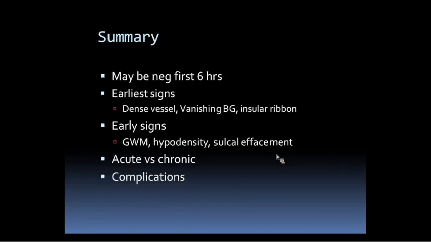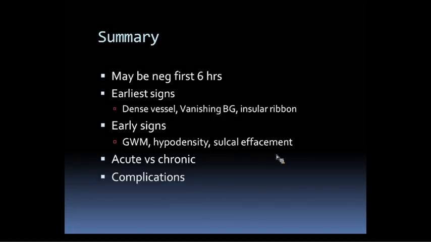And then as things progress, some of the other early signs we see are just generalized loss of gray-white differentiation, hypodensity, and sulcal effacement. And these progress from very subtle in the beginning to kind of more established after a day or two. We talked a little bit about how to differentiate acute and chronic and kind of the normal progression of findings, and a little bit about the complications, particularly hemorrhage. So hopefully this was useful for you guys.